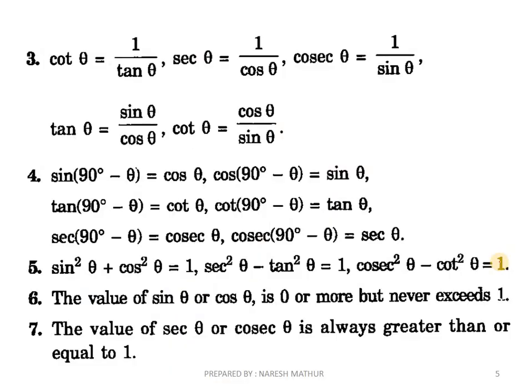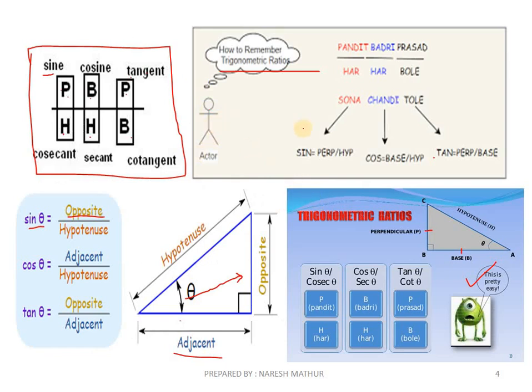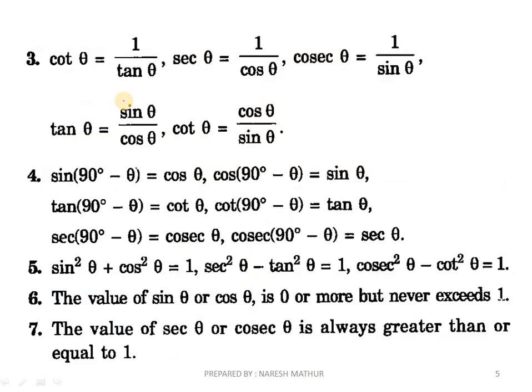These are the other concepts. By this table we can see that cosec is the reciprocal of sine, because the ratio of sine is p by h, perpendicular upon hypotenuse, and the ratio of cosec is hypotenuse upon perpendicular. Similarly, the ratio of cos is b by h and sec is h by b. Tan is p by b and cot is b by p. Therefore, it is written in the reciprocal format.